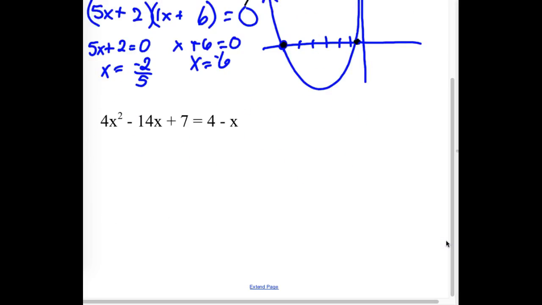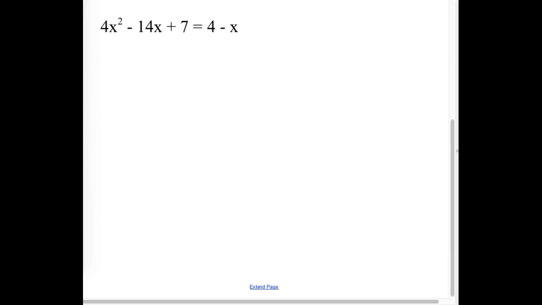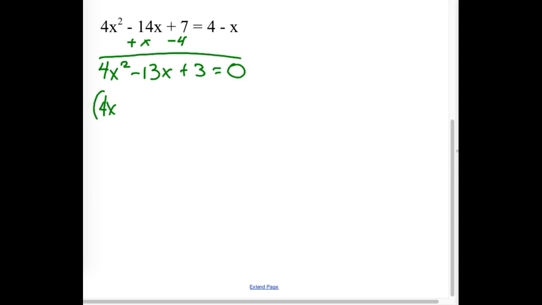Our next question. First step, getting one side equal to 0. So I'm going to add an x over, and I'm going to subtract a 4 over. All right. We do have a couple ways to split up a 4. 4 and 1 or 2 and 2. Can you picture one that would work? 4 and 1. Ways to get a 3, we just have 1 times 3, right? What kind of signs are we looking at? Why both negative?